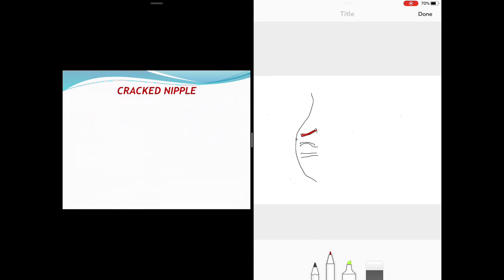Inflammatory condition, fibrosis. Fibrosis not attached to the nipple. Fibrosis will pull the nipple in one direction. So it's slit like nipple retraction. The slit like nipple retraction was due to the ductectasia.